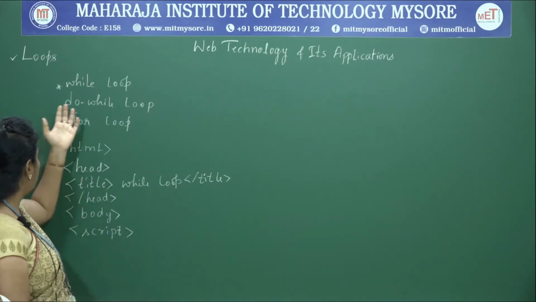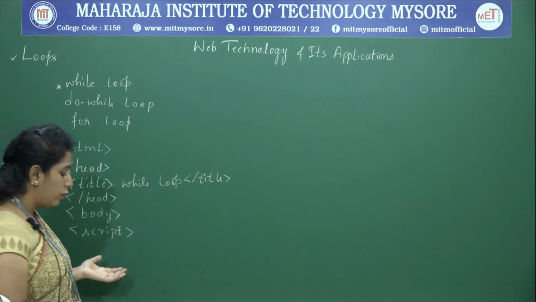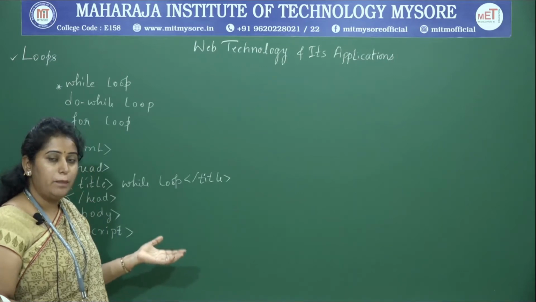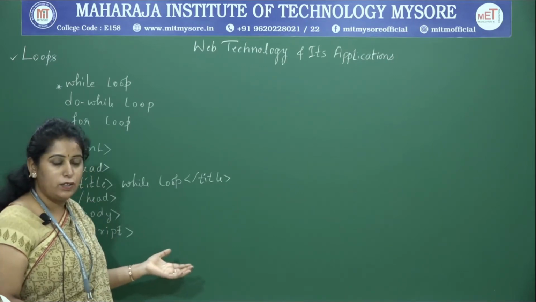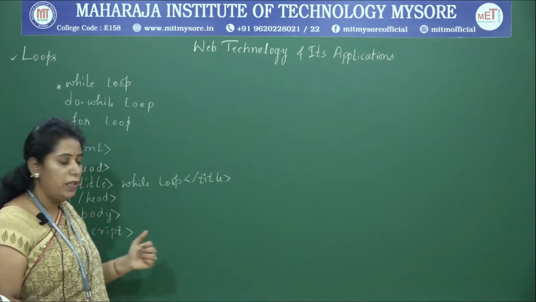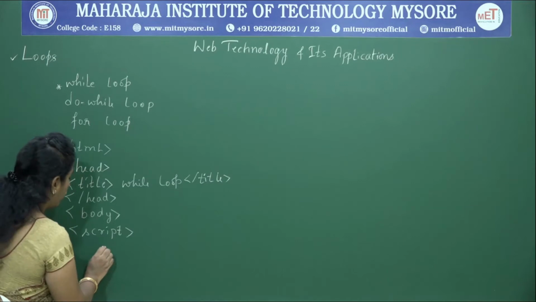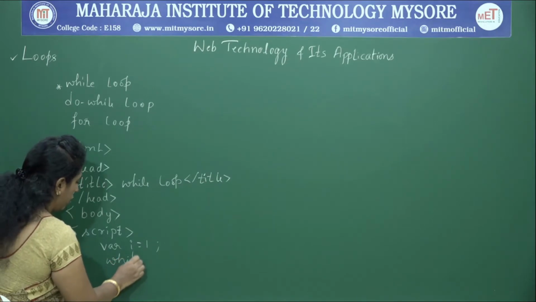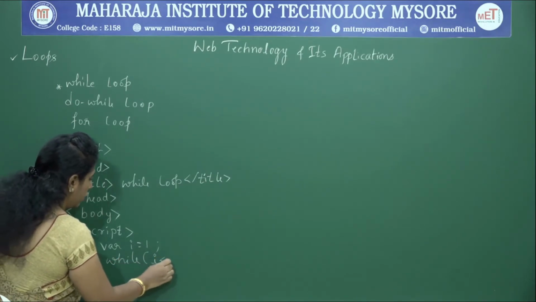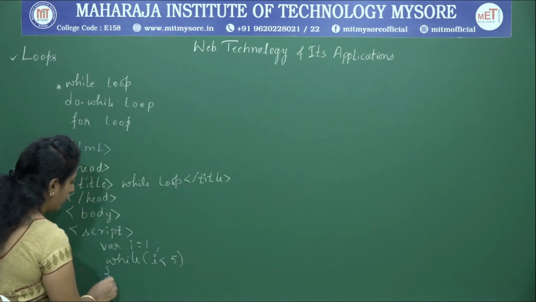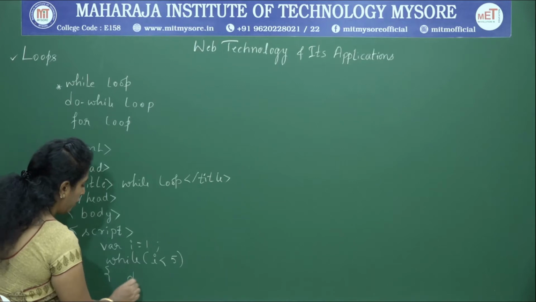Okay, so I have to implement a while loop. So what is a while loop? A while loop is going to execute statements repeatedly until the condition is not met. Once the condition is not met, it terminates from the loop. Now I am going to take one variable where i is equal to 1. So use a while loop. It is going to check for the condition i is less than 5. If this is true, it is going to print.